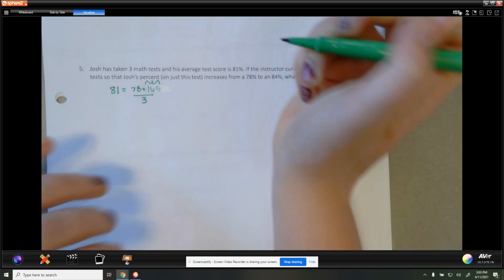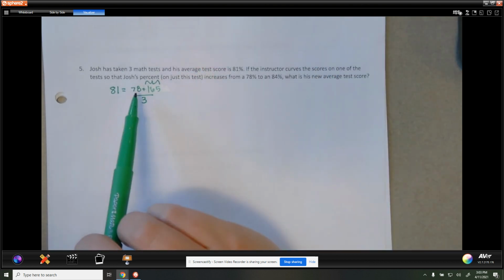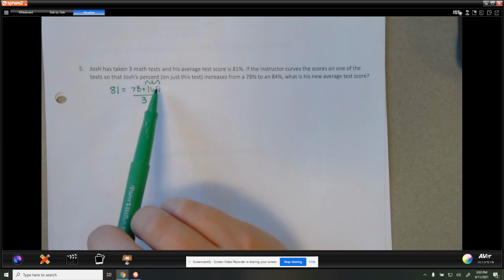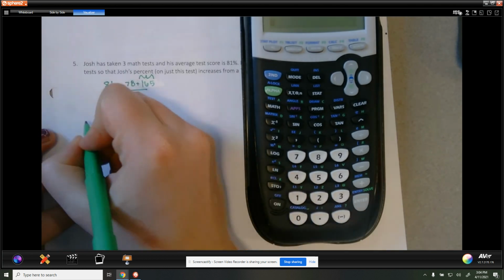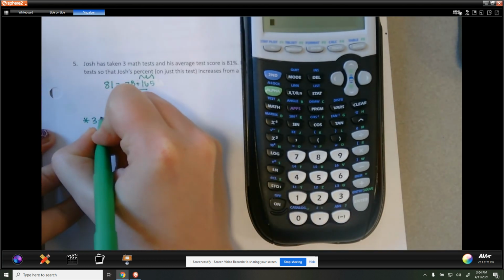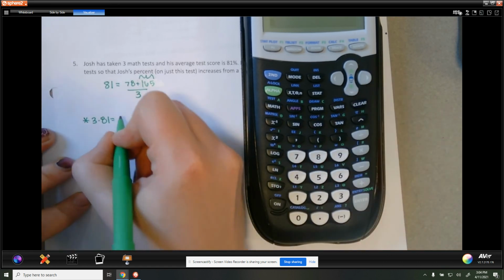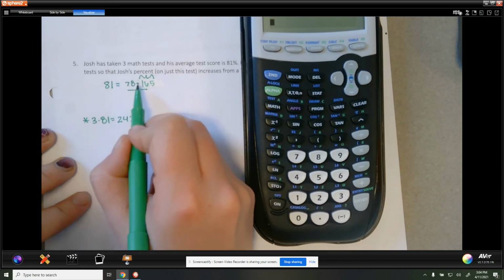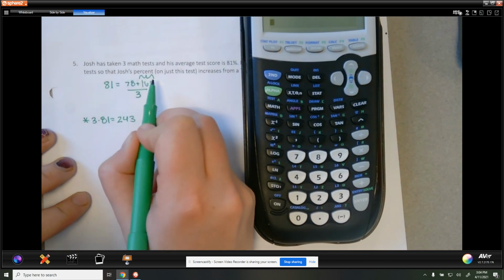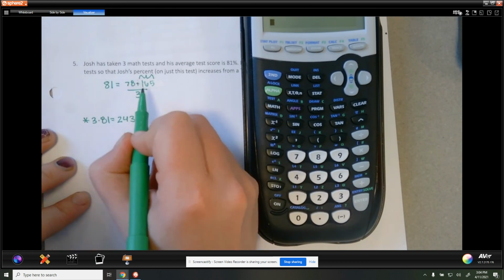It doesn't really matter what the other 2 tests are. We've got 165 points that are going to stay the same. So this is the test that they're going to curve. It was a 78. These are the remaining points that we need to make this statement true. What I did here was multiply by 3. So 3 times 81 gives us the total number of points we would need, and that was 243. Because 243 divided by 3 is 81, right? That would give us that average. So this number up top needed to be 243 to have an average of 81. So that's what I figured out here.